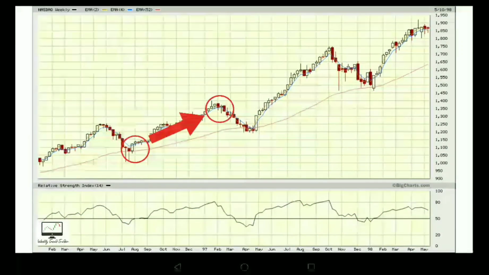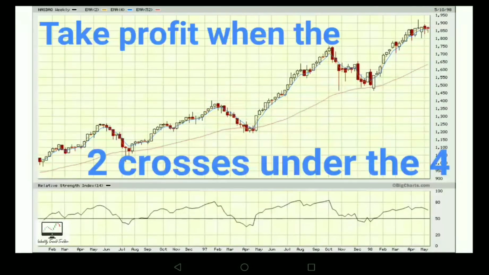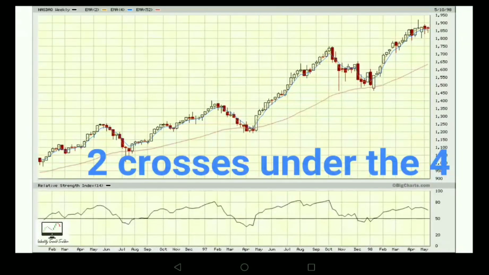And we stay in all the way up here, keeps us in, lovely example, to the swing high, and we take our profit when the 2 crosses back below the 4.